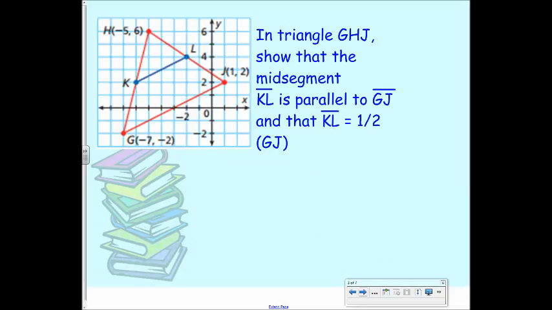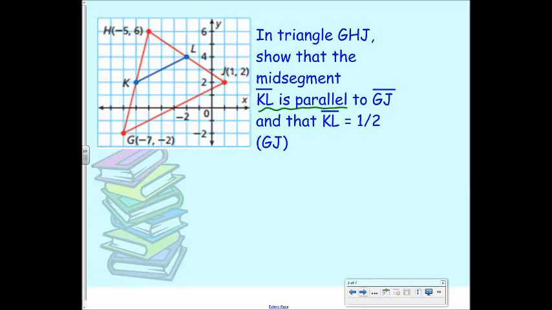In triangle GHJ, show that the midsegment KL is parallel to GJ and that KL equals half of GJ. So, how could I do that? Let's do the first part first. How can I prove that KL is parallel? How do you prove that things are parallel in a coordinate plane?